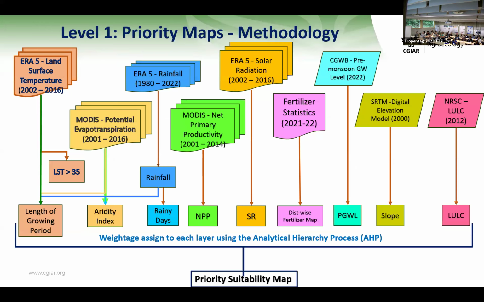So for this, what we have done is we have taken all these digital maps, which are land surface temperature maps, evapotranspiration, rainfall, productivity, solar radiation, fertilizer statistics, pre-monsoon groundwater level, digital elevation, and land use land cover. And we have overlaid all these maps. First, we have assigned weightage criteria. Within each map there are sub-layers, and we have assigned weightage. What is the priority that should be given, and all these maps are analyzed and a composite map is prepared.